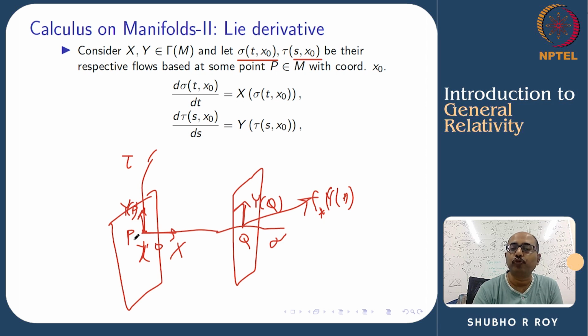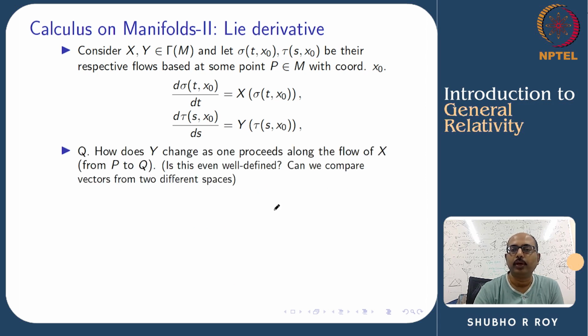In fact, I can push forward a vector from the tangent space at P to its counterpart in the tangent space at Q. And then there is nothing stopping me from comparing y at Q and the pushed forward vector from P, also at Q. These two are in the same space and I can compare them. So this basically gives you the idea of the Lie derivative.